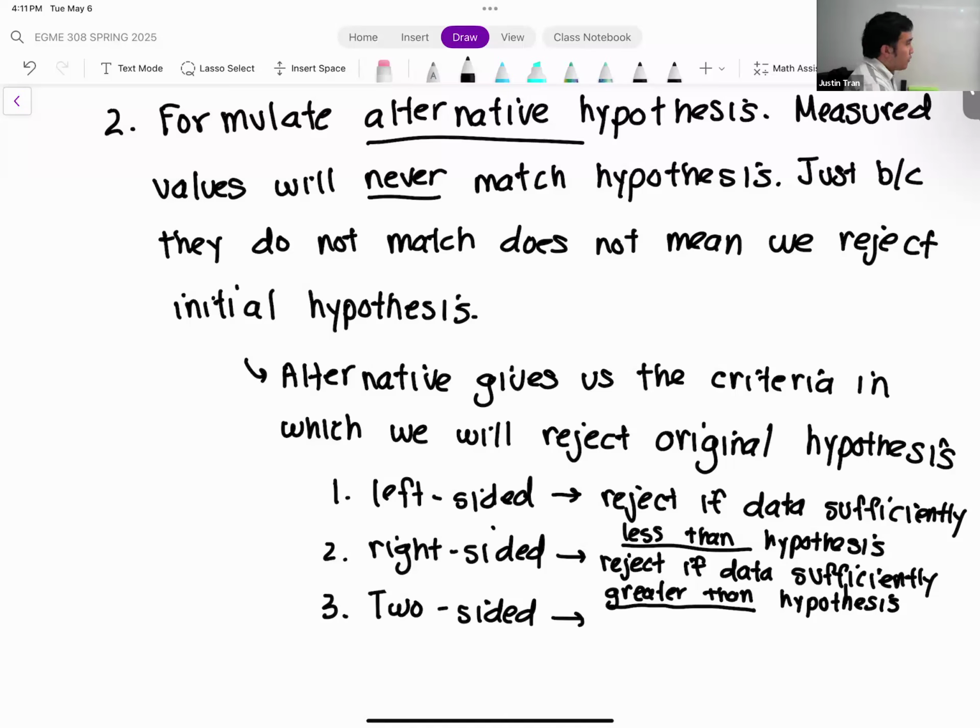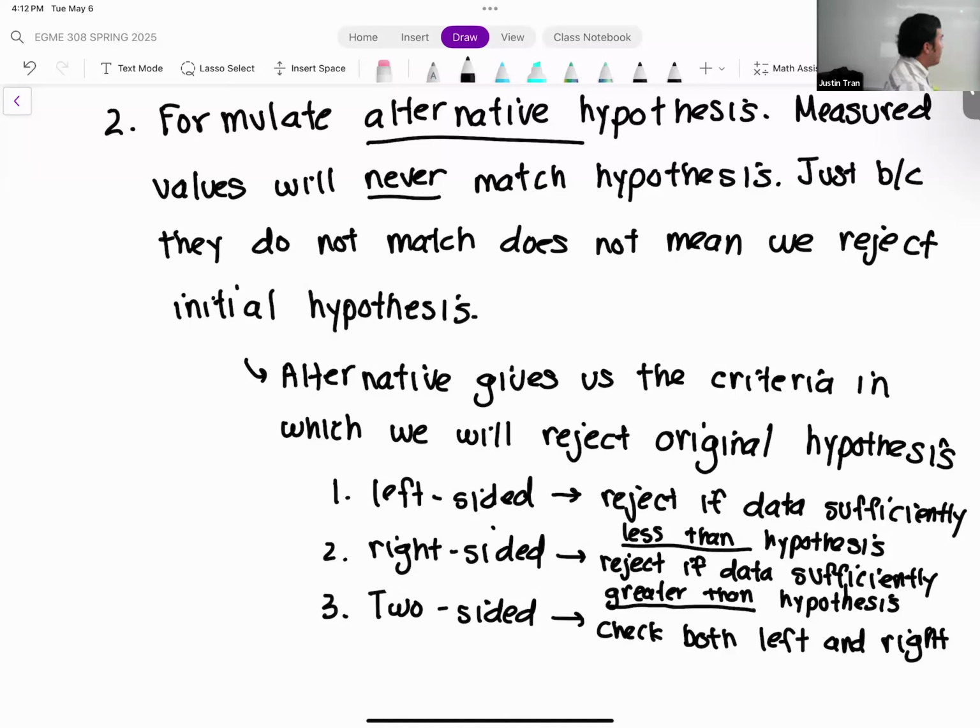And then for the two-sided alternative, we're going to check both less than and greater than. It has to be either sufficiently less than or sufficiently greater than. So with two-sided, you can say that we're kind of doing both. Right. So for a two-sided alternative, you're going to check both sides. You're going to modify it a little bit. You're going to have your significance level, but essentially you're checking both sides.